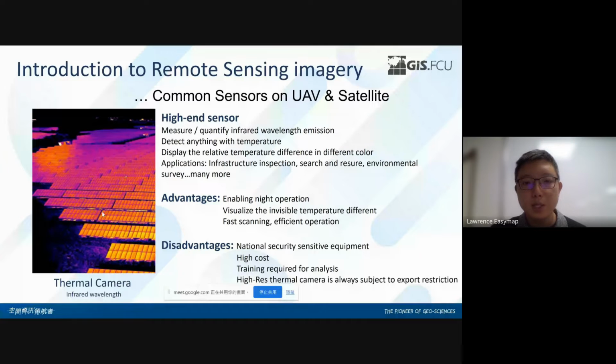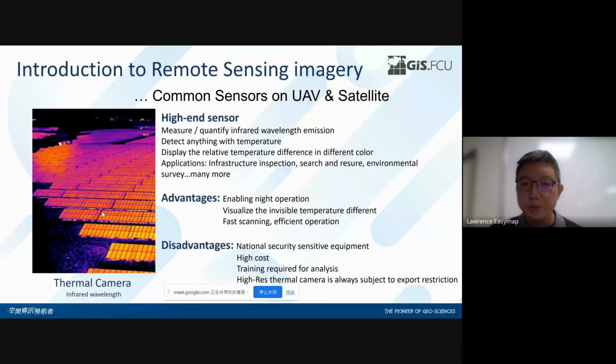The advantage, as I mentioned, is that it can be used during night operation. For example, some hiker may have fallen down from a hill, and you need to go search for him, and you can use such a sensor to search for him during the nighttime as well. So it can visualize some invisible temperature difference from the sensor. It is fast and also very efficient.